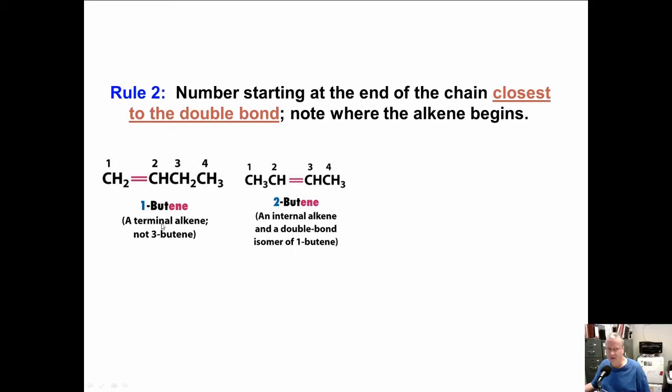What about this? What do you think? 5 carbons, says pentene, and where's the alkene? What atom is it on? It's 2-pentene. Okay, it's not 3-pentene, which would be the other numbering.